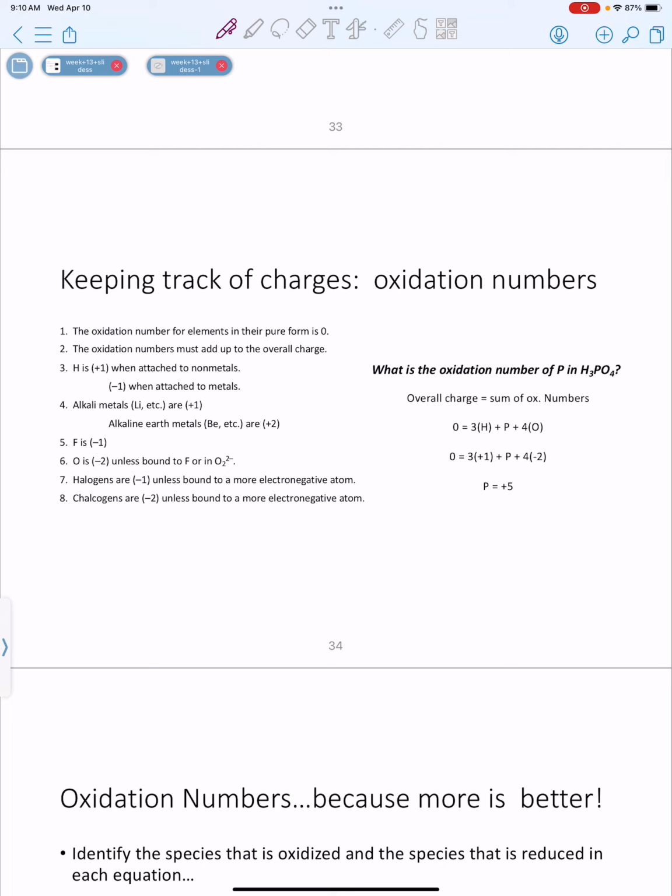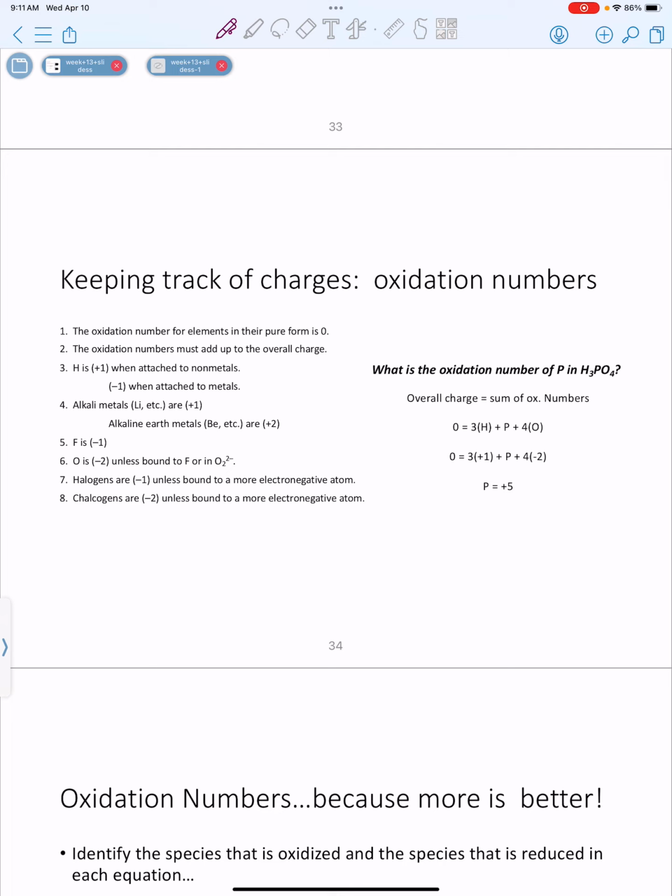So we can take something like phosphoric acid, and we can determine the oxidation number, the charge on a phosphorus atom in phosphoric acid, by following our rules, right? First off, we know that the overall charge in phosphoric acid is 0. There's a 0 up here, right? So all of our oxidation numbers for hydrogen, phosphorus, and oxygen must add up to 0 when I'm done, right? Hydrogen is +1 when attached to nonmetals. We know in an acid like phosphoric acid, our hydrogens are bonded to oxygen, so they're going to be +1s. So I've got 3 hydrogens at +1 apiece.